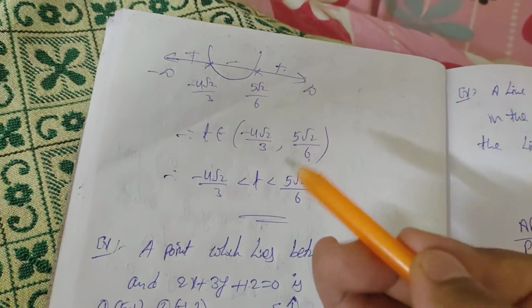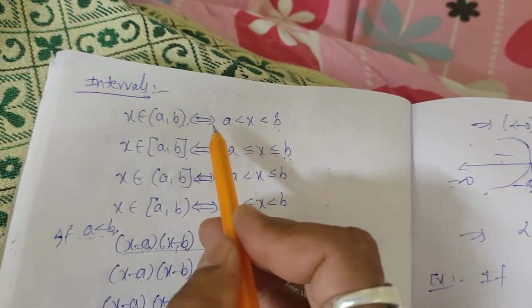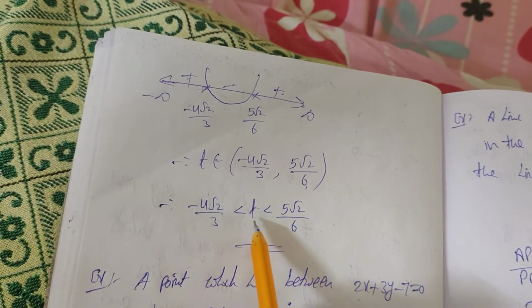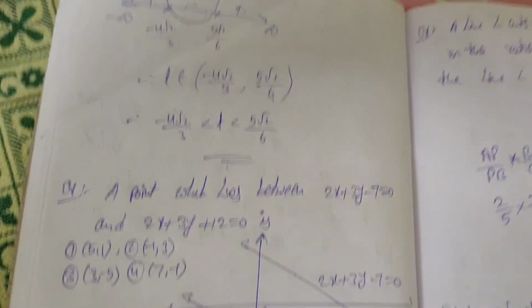This one you can rewrite in this form. If x belongs to (a, b), then a is less than x less than b. Similarly, minus 4 root 2 by 3 is less than t less than 5 root 2 by 6.